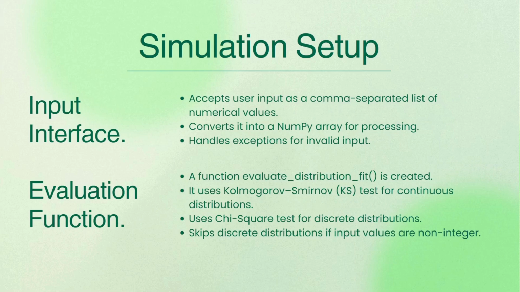Then we also have this input interface. It accepts the user input as a comma-separated list of numerical values. So it converts it into a NumPy array for processing and handles exceptions for invalid input. And lastly, we have this evaluation function in our source code. A function, evaluate distribution fit, is created and it uses a Kolmogorov-Smirnov or KS test for continuous distributions and uses chi-square test for discrete distributions. And we also skip discrete distributions if input values are non-integer.